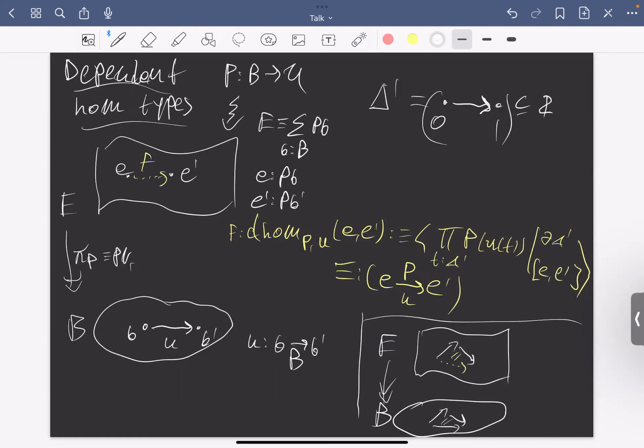And then again, the nice thing, or really the reason to introduce those from the get-go, is that whenever we have an inhabitant f like that, we can conclude that judgmentally I can rewrite f0 to e and f1 to e prime.